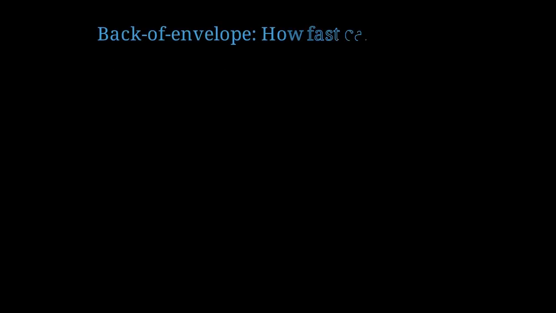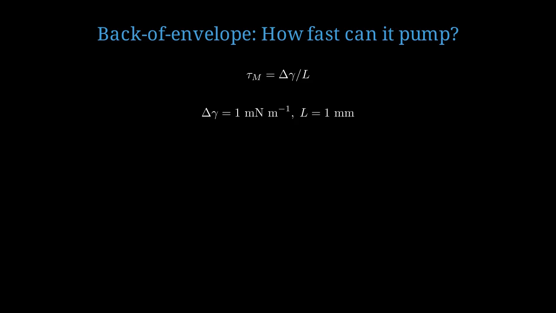Let's calculate the achievable pumping speed with realistic numbers. Marangoni stress equals surface tension difference divided by length scale. Take a surface tension difference of 1 millinewton per meter over 1 millimeter. This gives a Marangoni stress of 1 pascal, with film thickness 50 micrometers and viscosity 1 millipascal second.